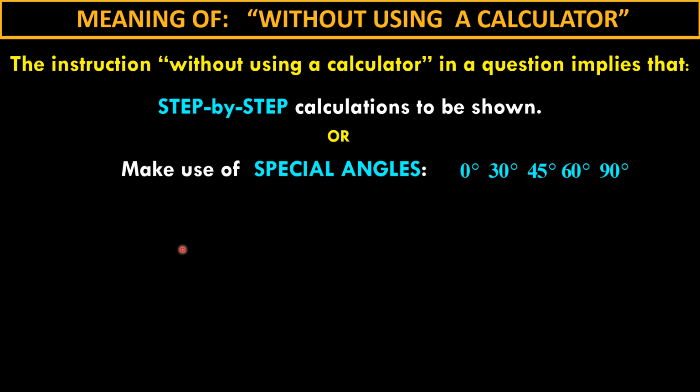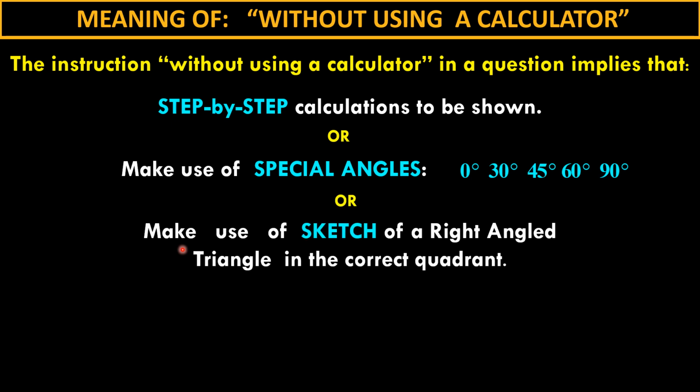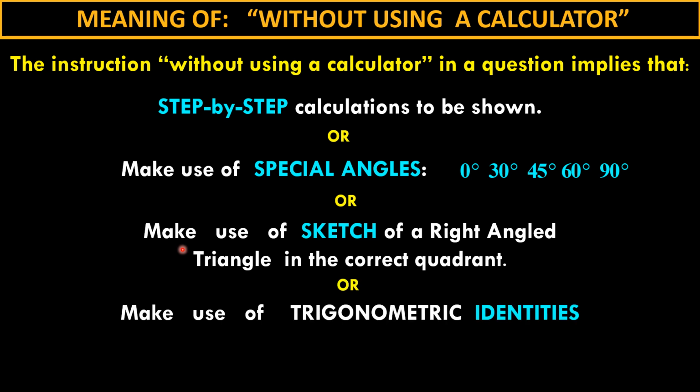And those are the special angles, the 0 degrees, 30 degrees, 45, the 60, and the 90 degrees there. And if that is not applicable, then you need to draw a sketch. Okay. And if that is not available, you've got one more option, then you can make use of trigonometric identities there, right? So without using a calculator, these are the options there.